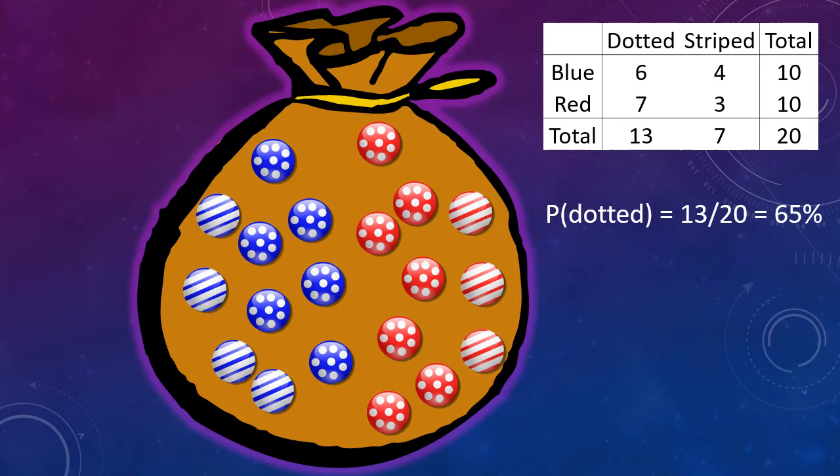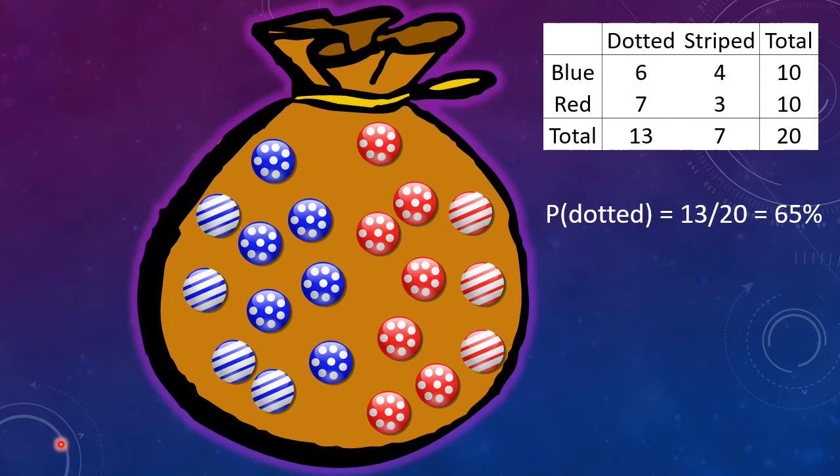But suppose we're playing a game in which you have to guess whether the marble I've just drawn out is striped or dotted, and I decide to give you a hint. I tell you that the marble is blue. Does that change the probability that it's dotted? Yes, since the proportion of dotted or striped marbles is different depending on the color. For blue marbles, there are more striped than dotted, but for red marbles, there are more dotted than striped.